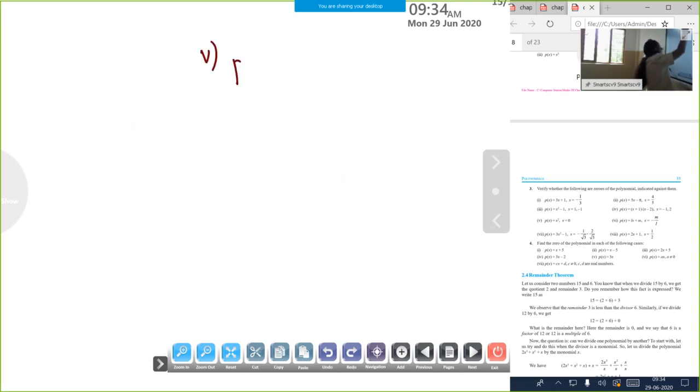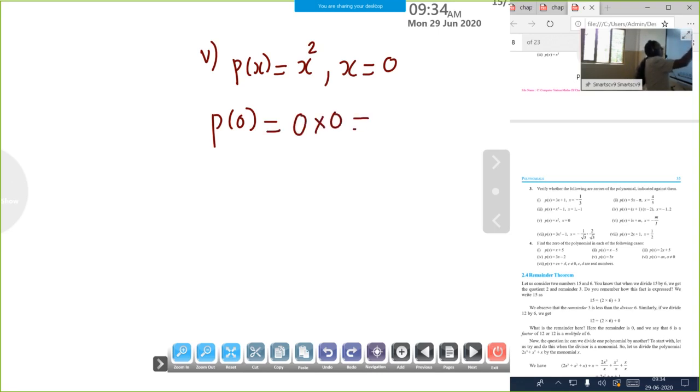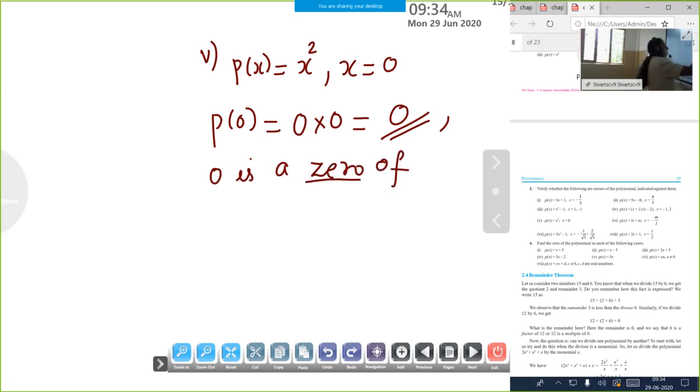Your fifth question. P of x equals x square. X equal to 0. Only one value is given there. What we need to find? P of 0 equals 0 square, 0 into 0. What is 0 into 0? Is 0 itself. So what you can write? This given number 0 is a 0 of the polynomial. This means it is a solution of the polynomial.